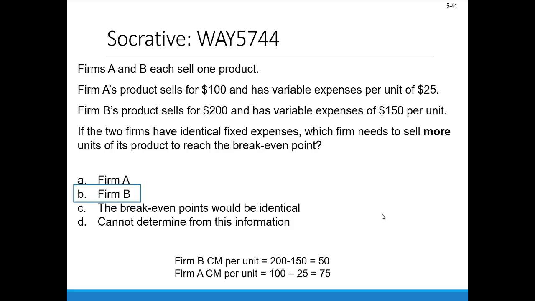So our answer there is firm B, and we can come up with this by thinking about the CM per unit of each of the firm's products. Firm B sells a product for $200 that has variable expenses of $150 per unit, so that unit's CM is $50. Firm A sells a product for $100 that has variable expenses of $25, so it has a CM per unit of $75. So unit for unit, Firm A's product contributes more toward its bottom line than Firm B. So Firm B is going to have to sell more units to reach their break-even point, assuming that fixed expenses are identical, as we said to assume here.